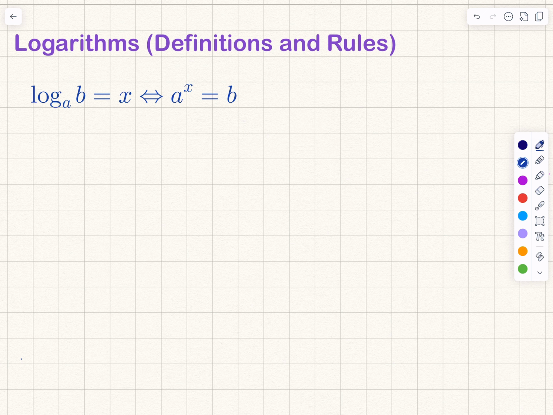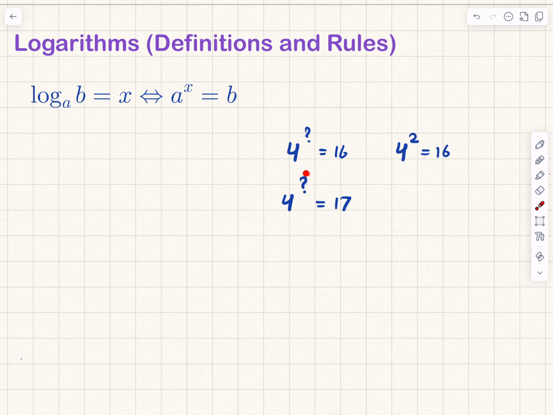So first, let's start with a simple question here. If I ask you now, 4 to the power of what will be 16? Here you will simply answer me and say that 4 to the power of 2 will be 16, because 4 by 4 will be 16. What if we make the question like this? 4 to the power of what will be 17? Here you won't be able to come up with an integer power on 4 to make it 17, because the power will not be a whole number here.